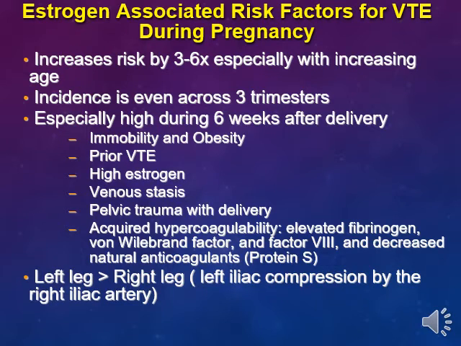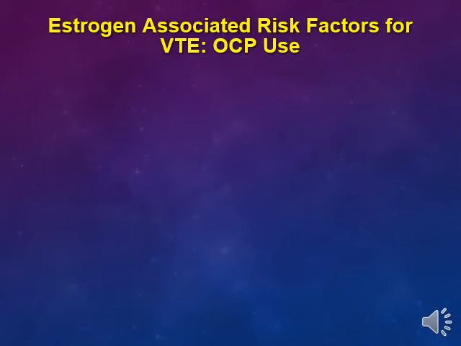It affects the left leg more than the right leg because of the compression of the left common iliac vein by the right common iliac artery. It is present in some people, and it provokes DVT development. It is called May-Turner syndrome.